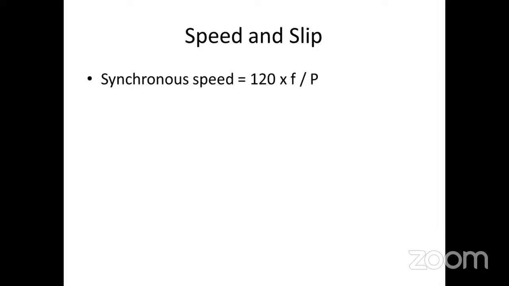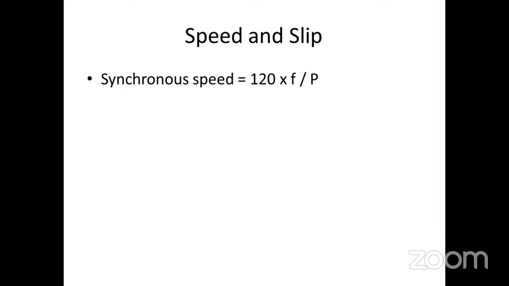What is synchronous speed? Synchronous speed is 120f by P. Otherwise, we usually call it Ns = 120f/P, where f is the frequency. To find the speed, we multiply 120 into f by P. P is the number of poles. We cannot reduce it to less than 2, so the lowest possible P is 2. In that case, f is 50, and 120 into 50 divided by 2 will give us 3000 RPM.